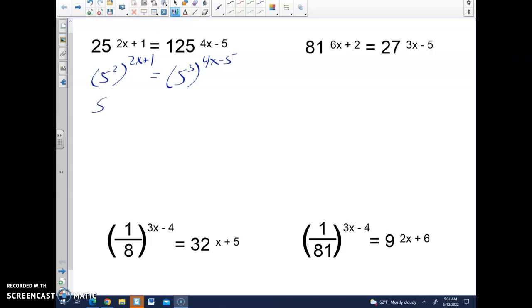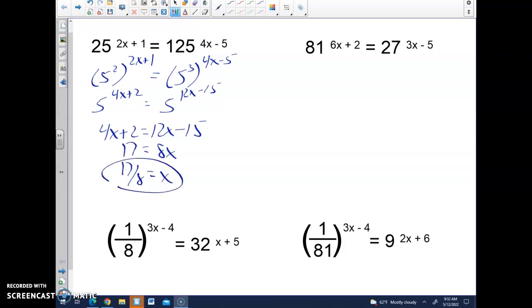Power to a power, we multiply. We're just distributing that exponent. And now when I have the same bases, that's what allows me to set the exponents equal. So 4x plus 2 equals 12x minus 15. Subtract 4x, I get 8x. Add 15, I get 17, and my answer is 17 over 8. The key is we've got to get to the same base, so therefore I can set the exponents equal.